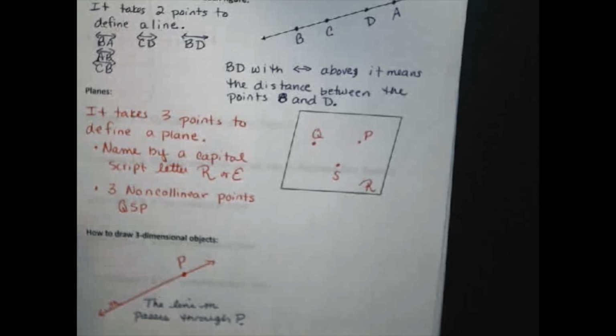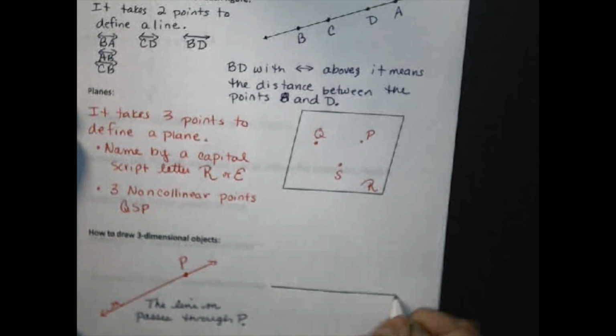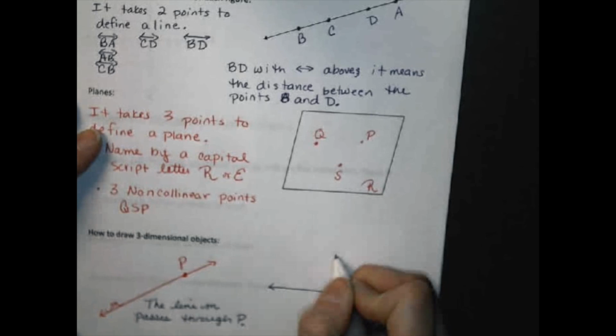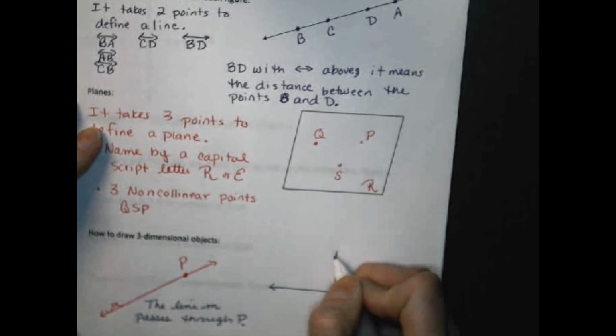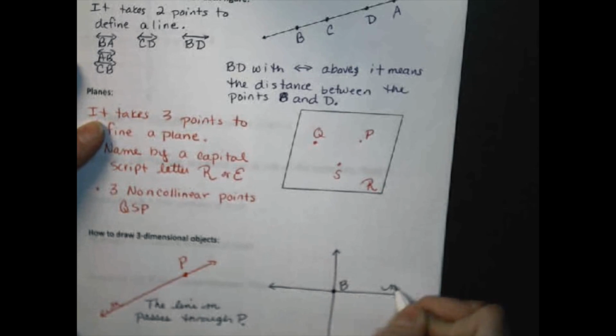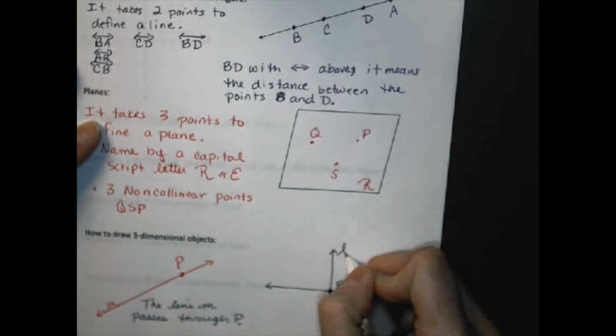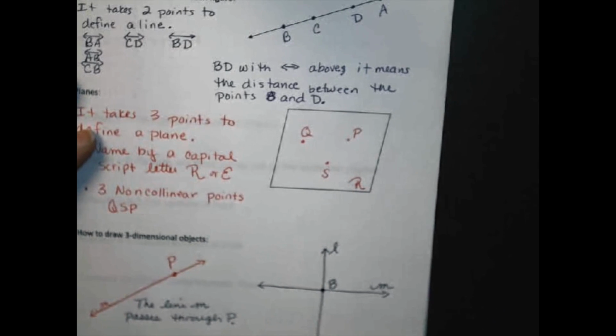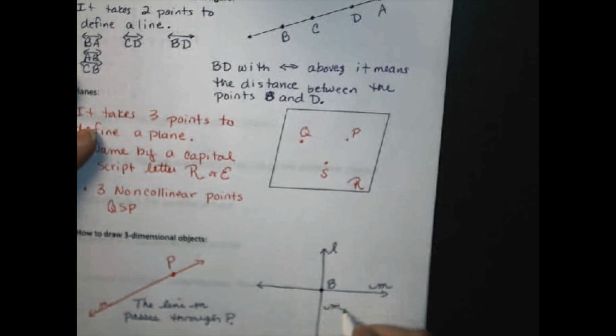When I have 2 lines that meet at a common point, and in this case I'm going to call that point B, and I'm going to call this one line M and line L, I would describe this situation by saying that M and L intersect at point B.